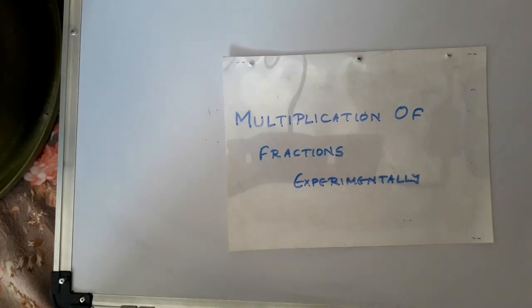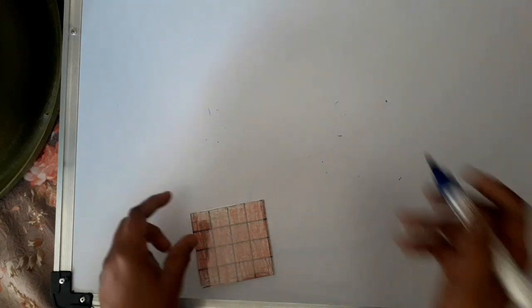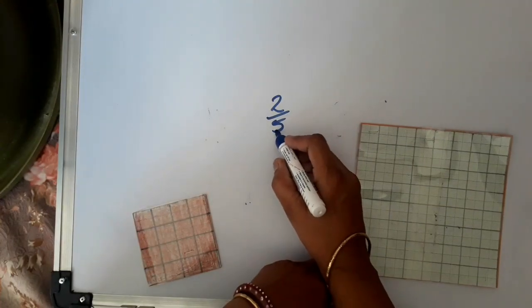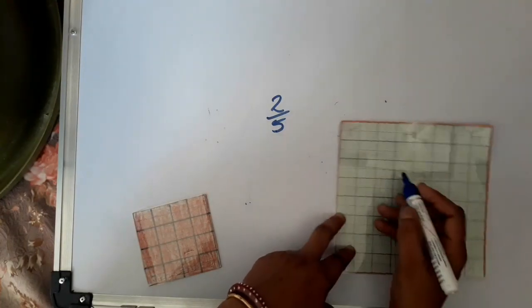Hello children, let's learn multiplication of fractions through activity. Before we start the activity, a little basics of fraction. Say you want 2 by 5, it means a thing is divided into 5 equal parts. Out of that, 2 parts are to be taken care.